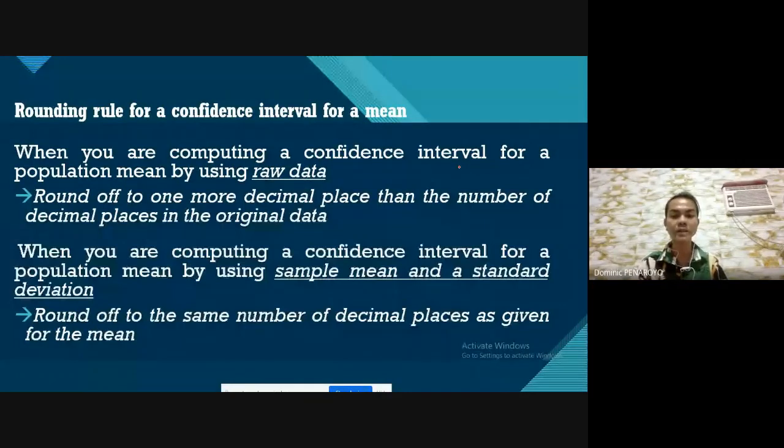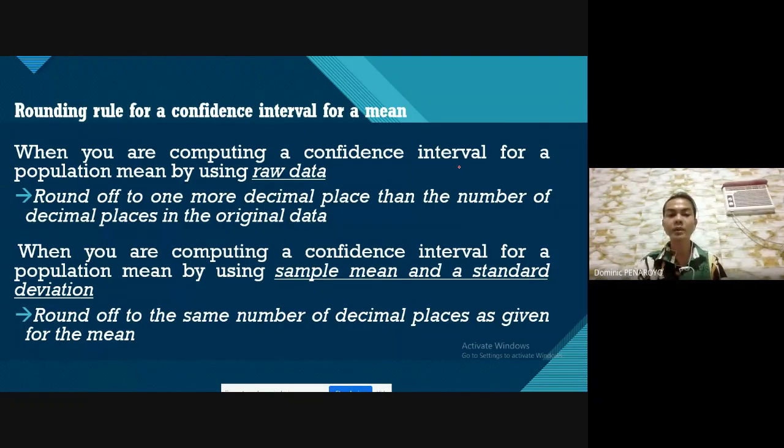Meaning to say, if your data is in whole numbers, you need to add one more decimal. Therefore, your final answer should be in the nearest tenths. If your data is in nearest tenths, then you need to round off your final answer to the nearest hundredths. That is if you are presented with raw data.